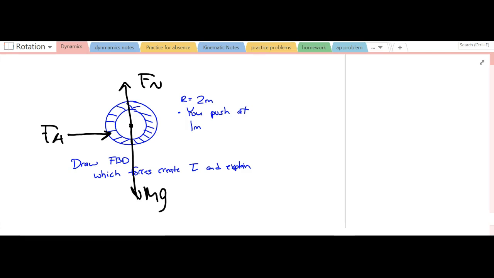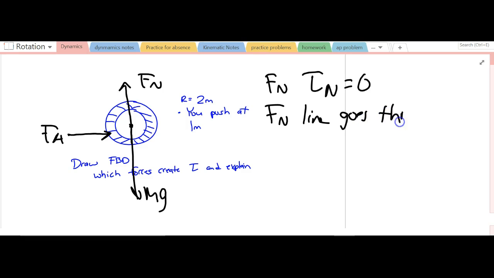So if I looked at this, well, let's first see which one of these create torque before we even get to friction. Okay? Well, I know the torque of the normal force equals 0. You could see that the force normal line goes through the axis of rotation. Anytime we do that, we know lever arm equals 0. Or you could say R is parallel to the force there.